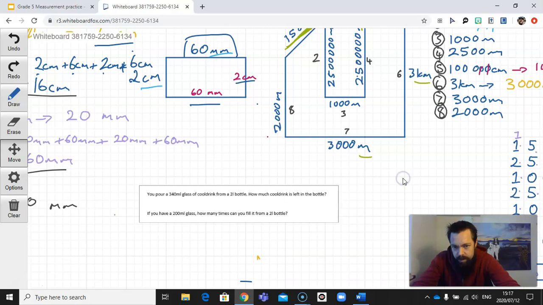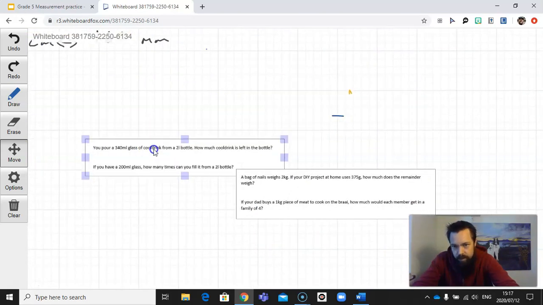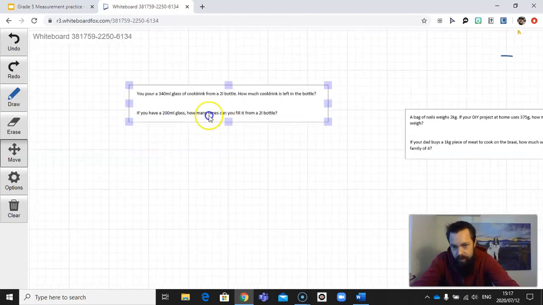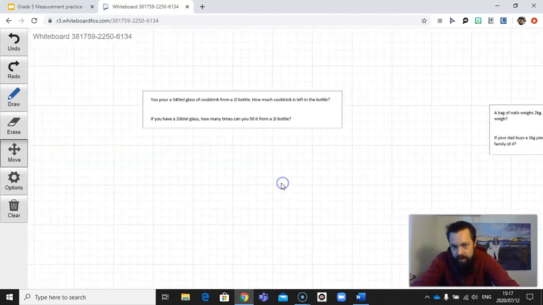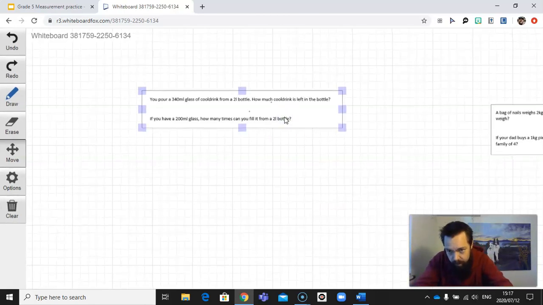All right, in fact, I'm going to just move this a bit down so it's not quite so in the middle of all the other stuff. It looked a bit busy on the screen there. Okay, so you have a 340 ml cool drink glass, and you pour yourself a 340 ml glass of cool drink from a 2-liter bottle, and I want to know how much cool drink is left in the bottle. So how are we going to go about that? Make that a little bit bigger for you.